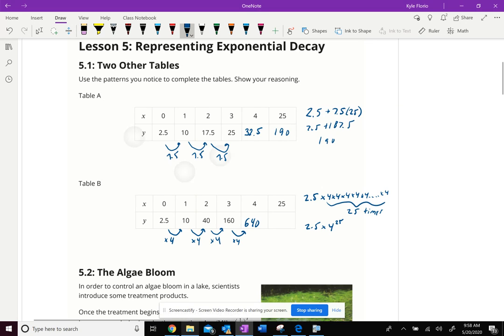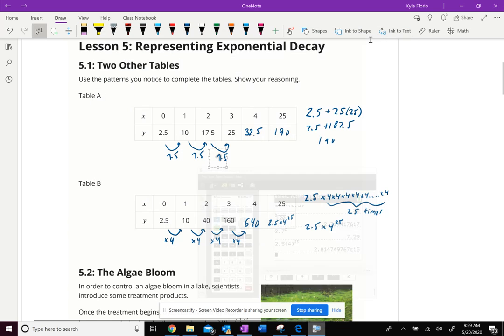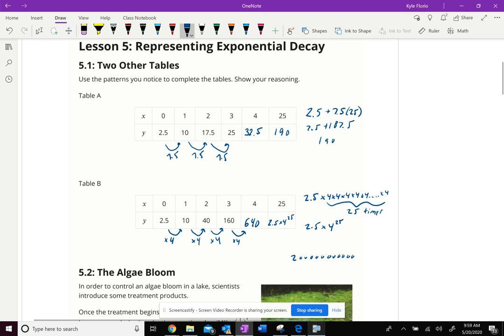So if I were to do 2.5 times 4 to the 25th in the calculator, that's going to be a giant number. It ends up being 2.814749767 times 10 to the 15th. Just imagine moving this decimal place over 15 places: 1, 2, 3, 4, 5, 6, 7, 8, 9, 10, 11, 12, 13, 14, 15. That's a giant number. Really, really big. And I just use zeros. You could use the numbers the calculator gave me, but that's going to be a really big number. So I'm just going to leave it as 2.5 times 4 to the 25th.